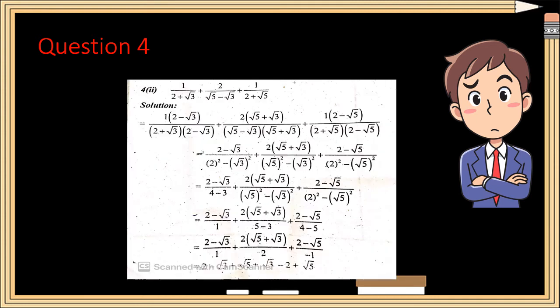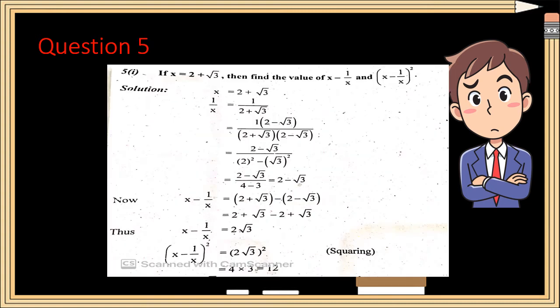In question number 4, part 2, you have 3 terms. Now what you have to do is you will rationalize the terms one by one, and then you will solve them. So it is quite similar to part number 1, so you will do it yourself. I have provided you with the solution, so you can take help from here.